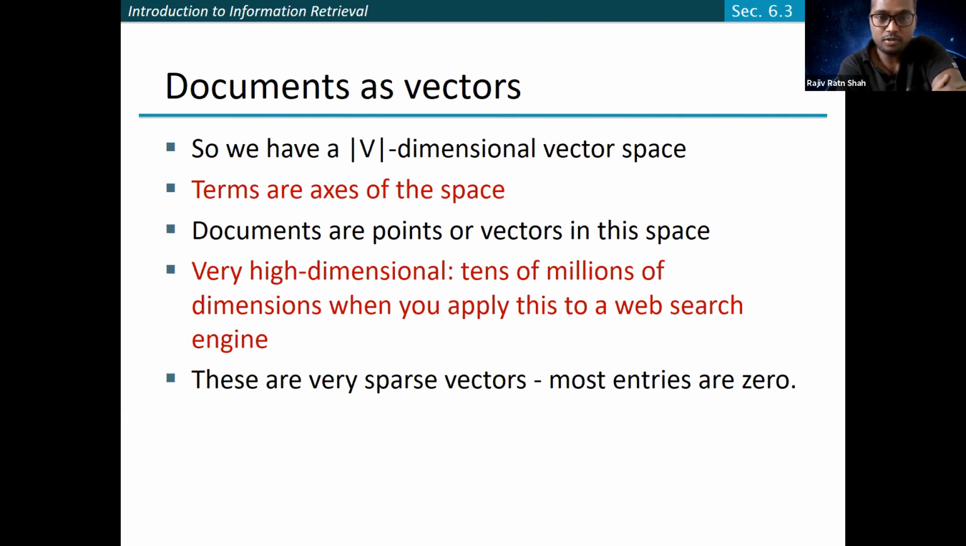Okay, anyways, no issue. So as we have discussed, you'll be having very high dimensional data, kind of tens of millions of dimensions, when we apply this to a web search engine. So these are very sparse vectors, and most entries are zero, right? So how can you deal with that?